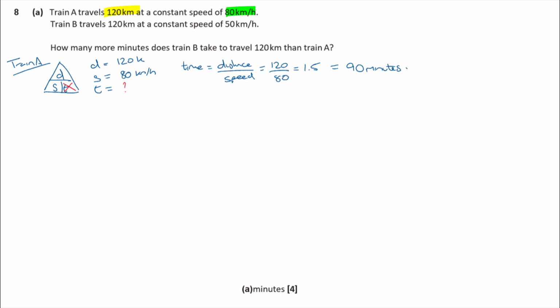Let's now look at train B. Do the same thing. Same thing, distance, speed, time triangle. DST. Distance is still 120 kilometers. Speed this time has been reduced, isn't it? It's now 50, so that's 50 kilometers per hour. And we're still finding time. So it's still going to be time is equal to distance divided by speed.